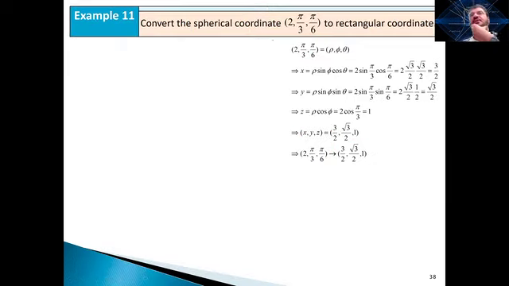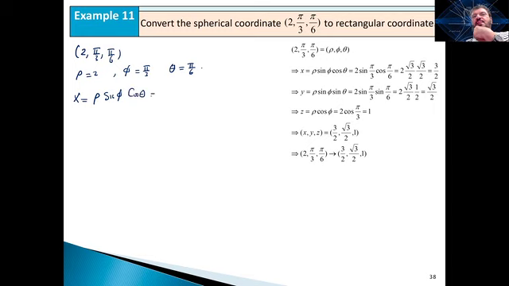Let's look at this example. These are spherical coordinates: 2, pi over 3, and pi over 6. This means rho is 2, phi is pi over 3. Be careful, phi is first. And theta is pi over 6. This is in spherical. What will it be in x in the rectangular coordinate? We know x is equal to rho sine phi cosine theta. Rho is 2, phi is pi over 3, and theta is pi over 6.